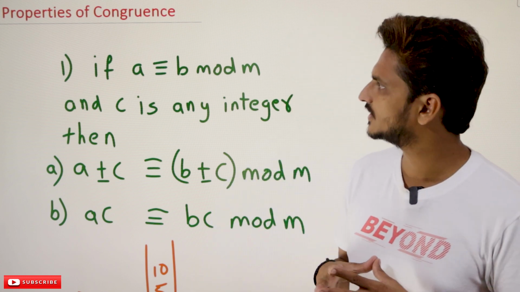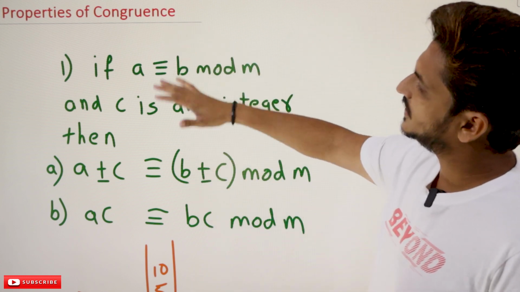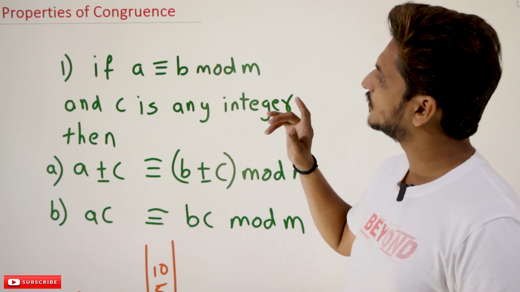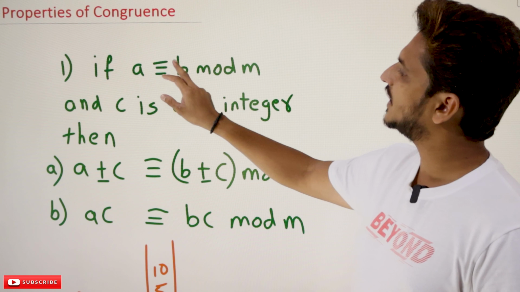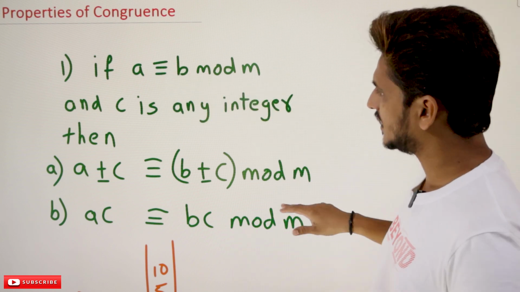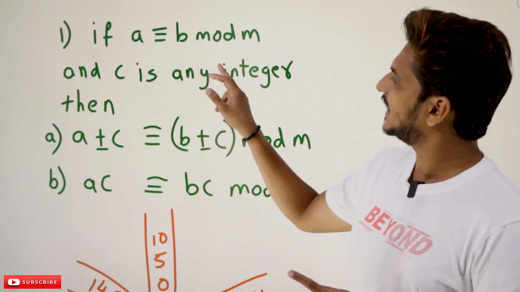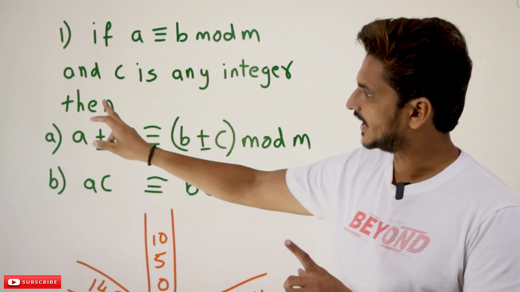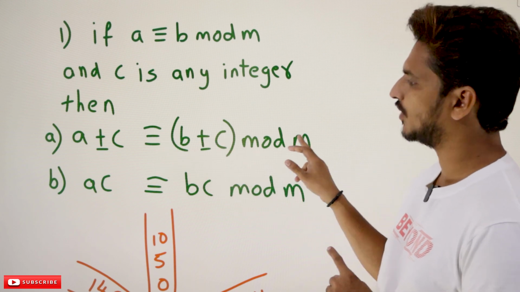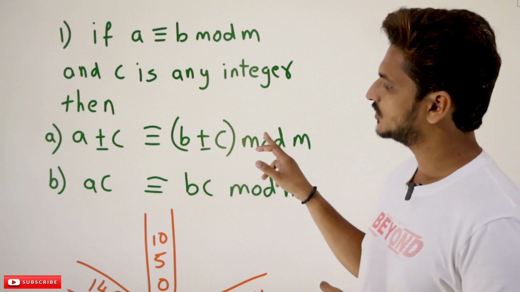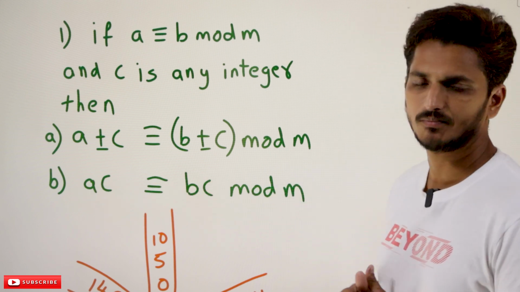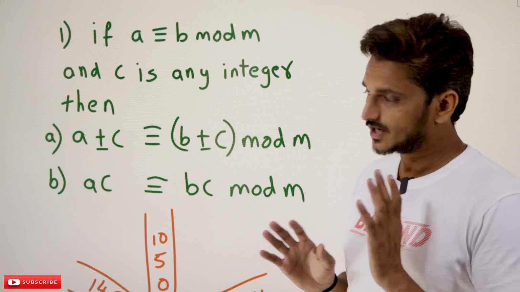Coming to today's class, these are the properties, 4 properties we are going to show. Coming to the first one, if A is congruent to B modulus M, and C is any integer, then A plus or minus C is congruent to B plus or minus C modulus M. So the first one we need to show this one. The second one is AC congruent to BC modulus M. So let's take the first one.